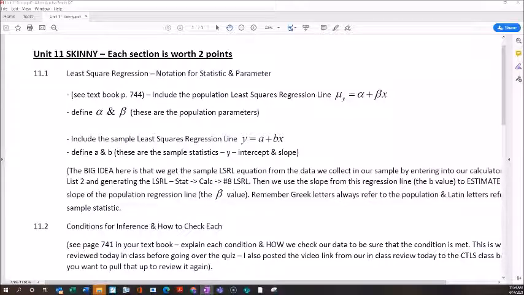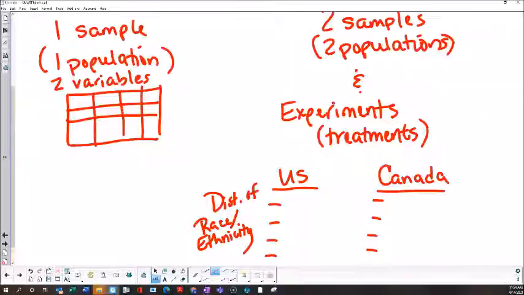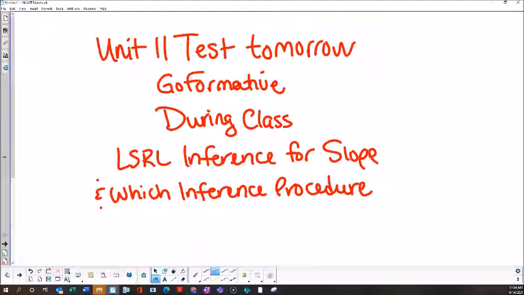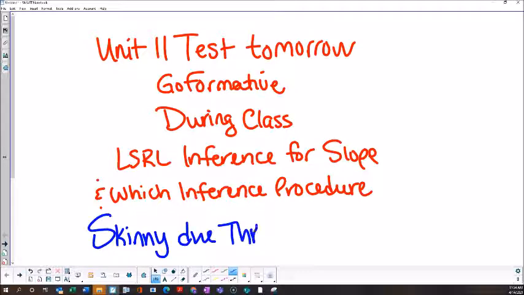So any questions about any of the questions on AP Classroom, any of the textbook problems? Yeah, I'll put that on the OneNote. So your skinny's due tomorrow at 8 a.m., right? Okay, so hopefully that helps. The practice test is not for a grade, it's just for practice.